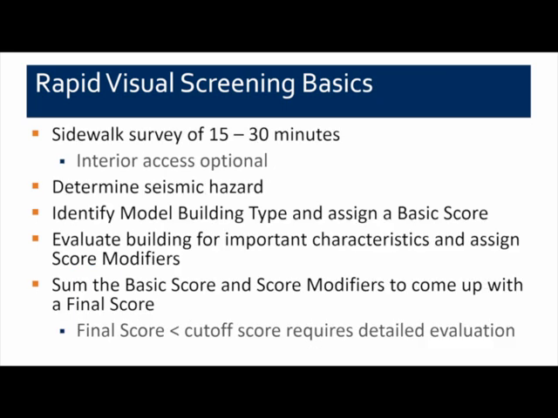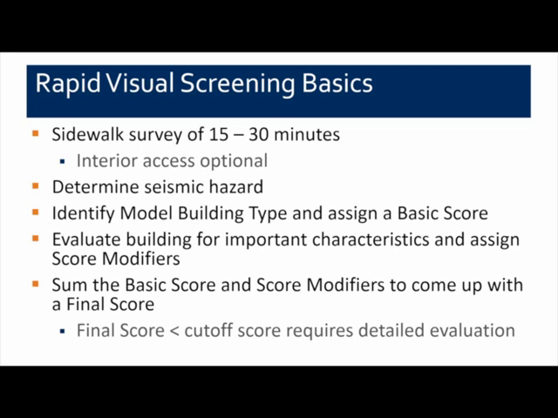So the way this procedure works is what's called a sidewalk survey, just visual observation from the outside of the building, usually taking 15 to 30 minutes, depending on the building. Access to the interior of the building is optional. It's not required for part of this evaluation. The first step would be to determine what seismic hazard is associated with that building type, and that's based on the information provided by the U.S. Geological Survey. Then, as Kelly mentioned, you want to identify the model or the common building type associated with the building, and each common building type is then assigned a basic score.